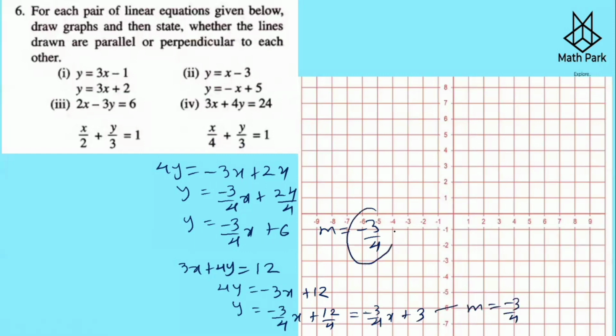Since the slope is the same for both lines, these lines are going to be parallel. You can plot the points and draw the lines. You will find that these lines are parallel. So this I am leaving for you to do. Children, we will complete the rest of the questions in the last part.